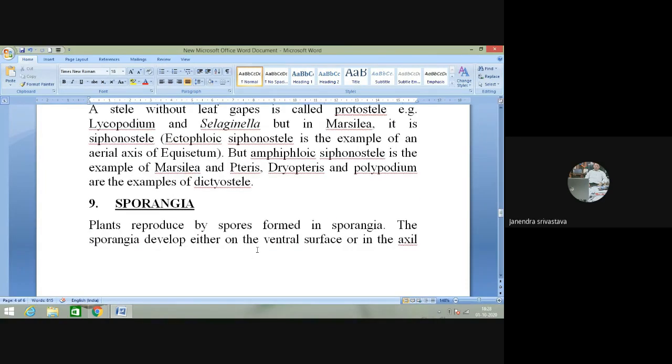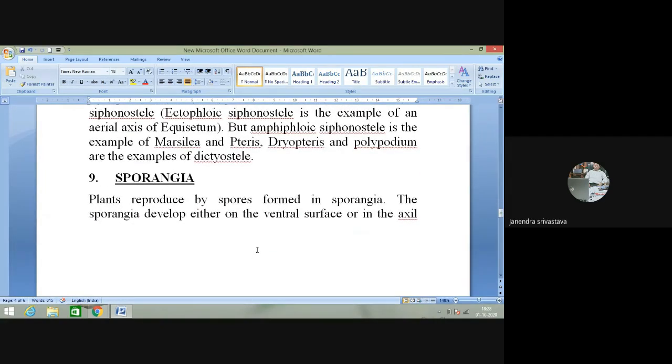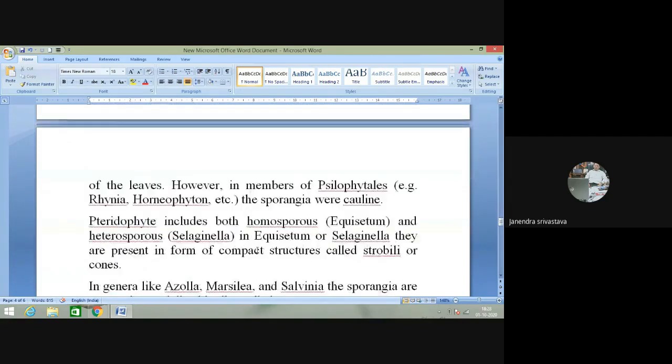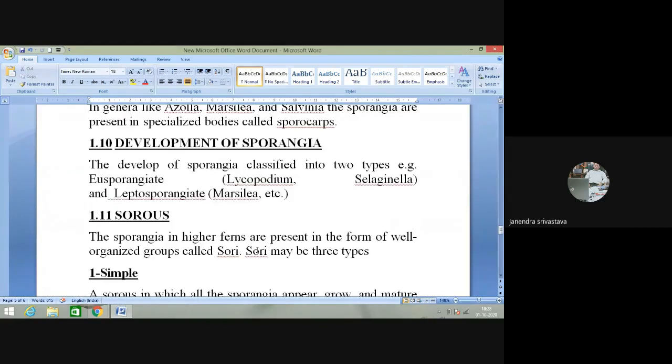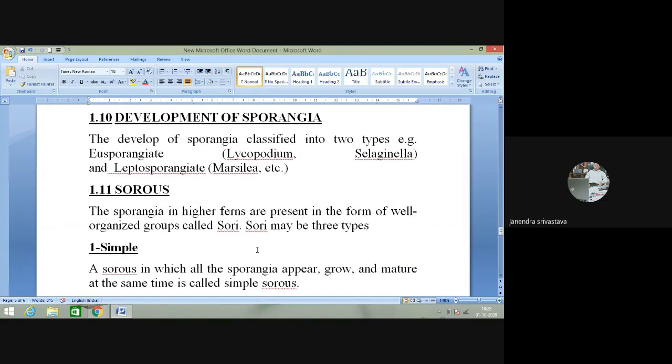Sporangia. Plants reproduce by spores, which are formed in sporangia. The sporangia develop either on the ventral surface or in the axil of the leaves. However, in the Psilophytales, for example Rhynia and Horneophyton, they are terminal. The development of sporangia is of two types, eusporangiate and leptosporangiate.